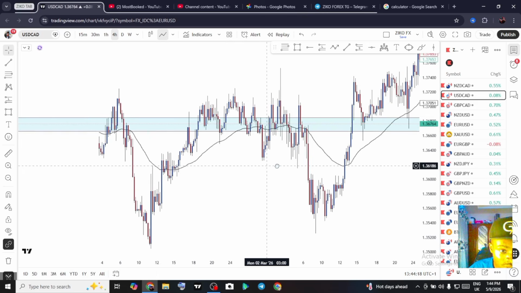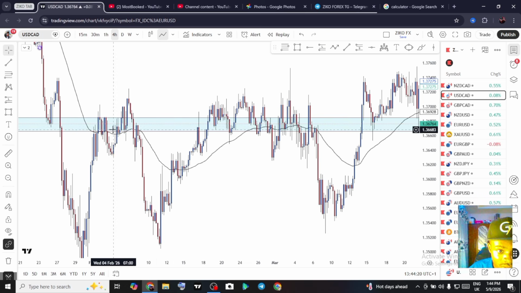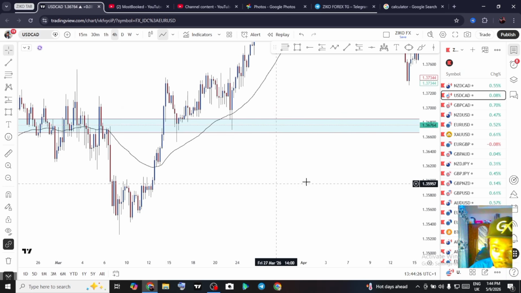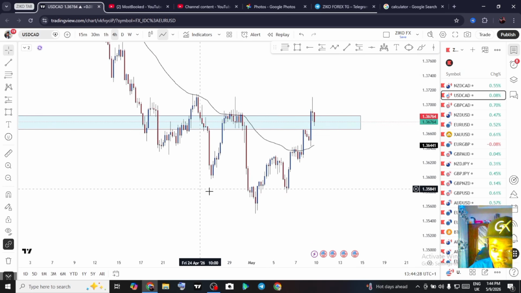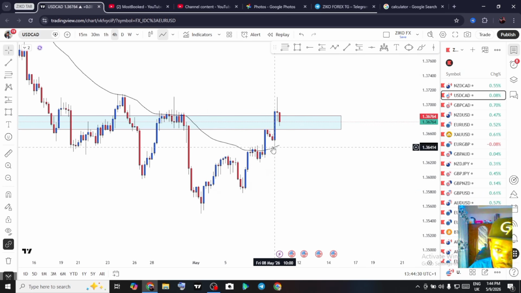Not so clean. I don't know why. Okay, we have 2 rejections right here, 3 and 4 rejections. All right, so I think it's good enough. We have multiple rejections from this area, but the market structure is actually currently bullish, right?